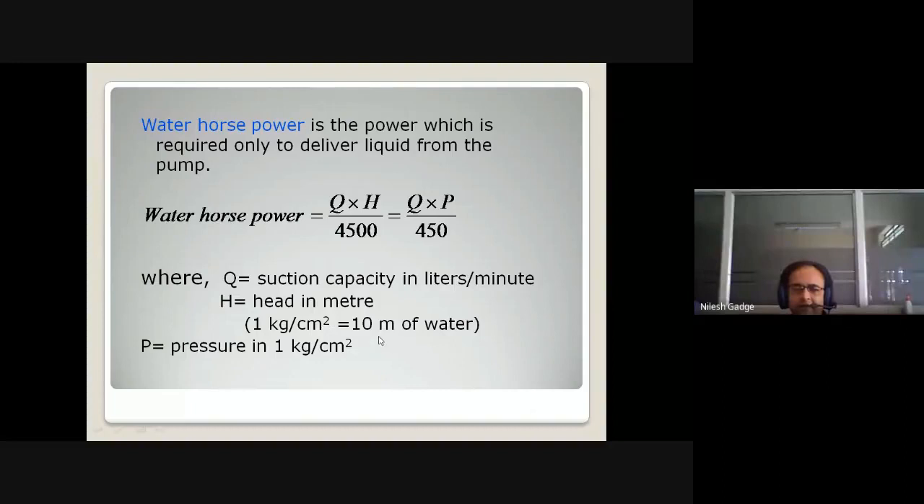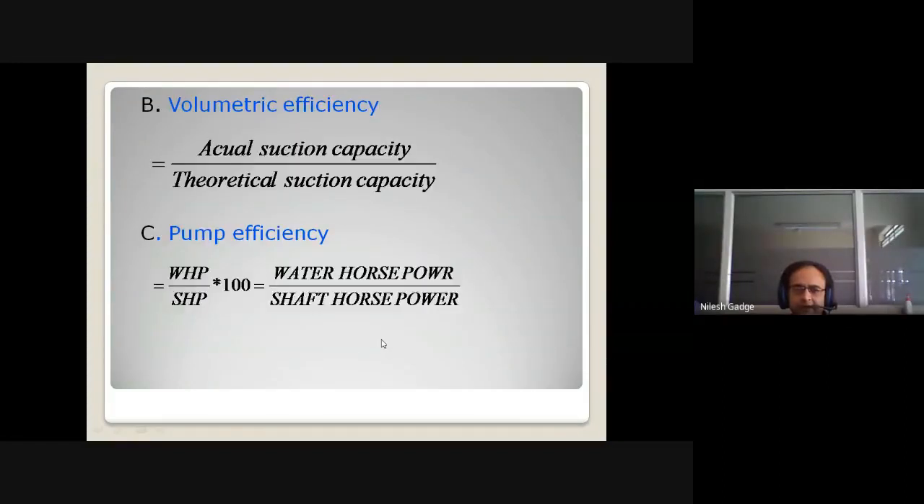So write down this formula, water horsepower. You have finished the formulas before this, volumetric efficiency, pump efficiency. You can talk with me, no problem.